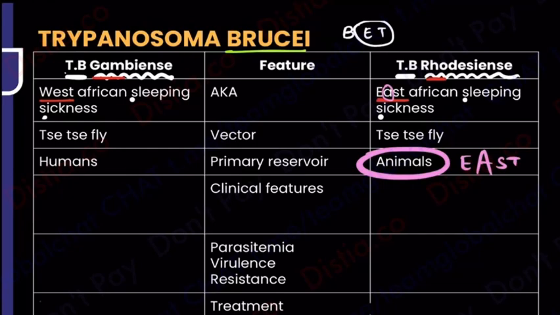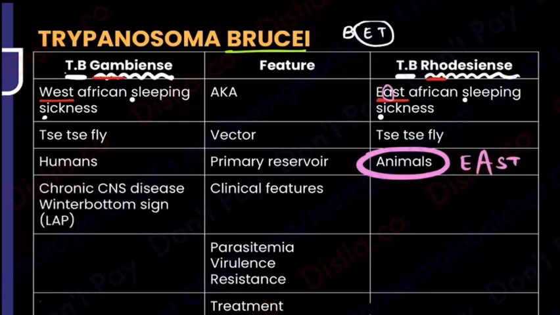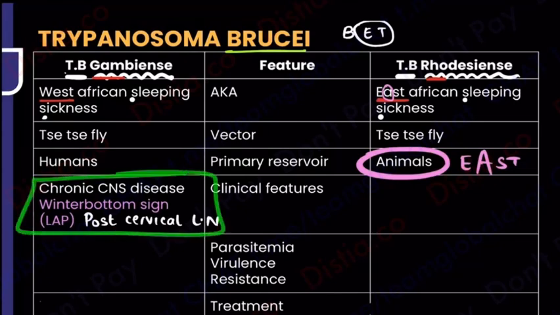Now coming to the clinical features, as I have told you, there is going to be sleeping and sickness. That I have understood, but one of them is going to have the very important Winterbottom sign. What is Winterbottom sign? I have written lymphadenopathy. So there will be a patient with usually a posterior cervical lymph node. There is a patient with a posterior cervical lymph node over here, and that is referred to as the very famous Winterbottom sign.